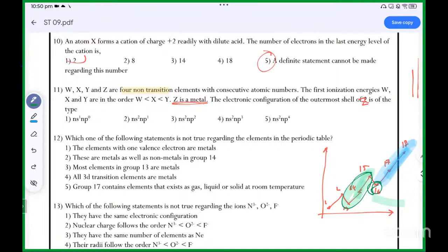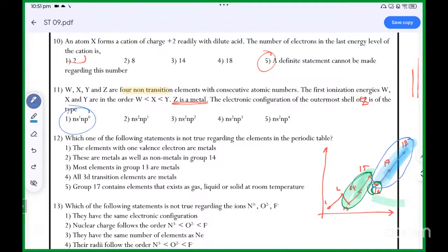But let's check the next one. The next set is 16th, 17th and 18th. Then the next one should be in the first group, of the next period. Z is a metal concept, understood? So Z is a metal means it is in the first group. Now we are asking what is the outermost shell or valence shell configuration of Z. It should be NS1, because that belongs to the first group, right? So the answer should be the first one.